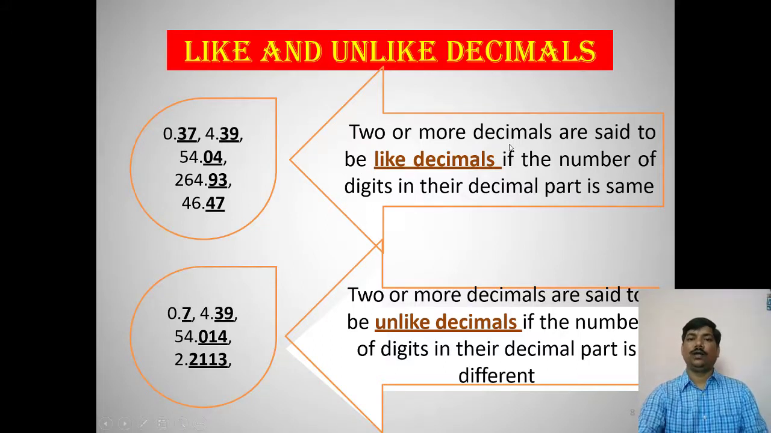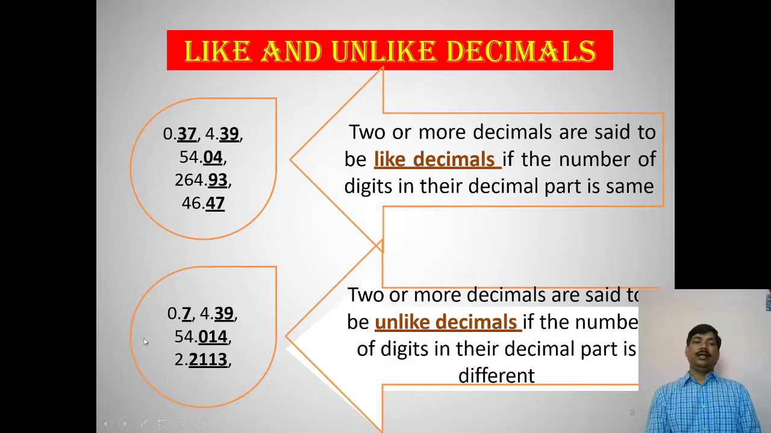Again, two or more decimals are said to be like decimals if the number of digits in their decimal parts is the same, and two or more decimals are said to be unlike decimals if the number of digits in their decimal parts is different. As you see here, the number of digits after the decimal in this number is 1, here 2, then 3, then 4. So all these are unlike decimals.